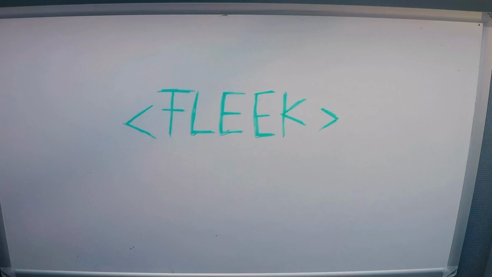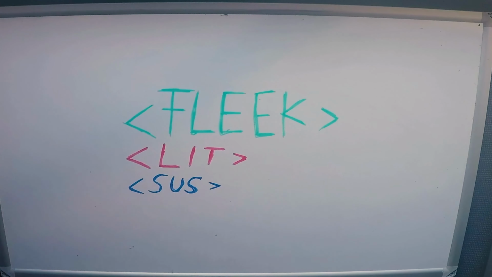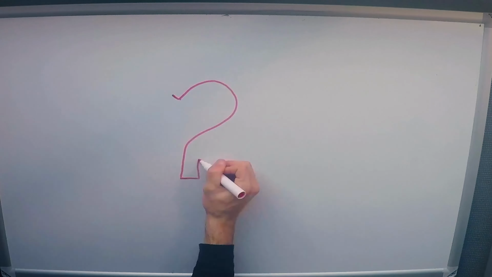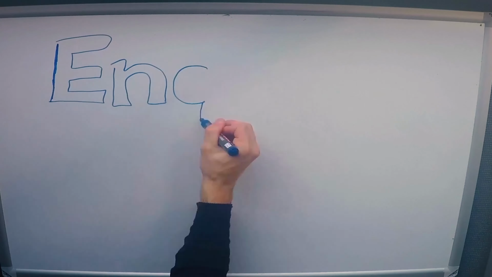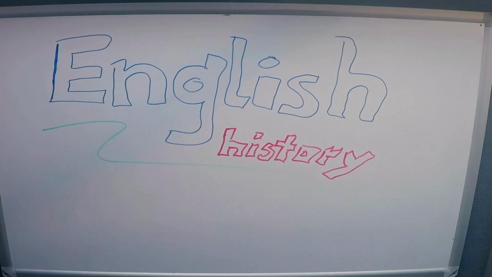New words like fleek, lit or sus come and go in the blink of an eye, and even grammar is ever changing. But let's roll back for a second. How then did the English language evolve and become what it is today? Cue the Game of Thrones theme as we are taking a look at the history of English.